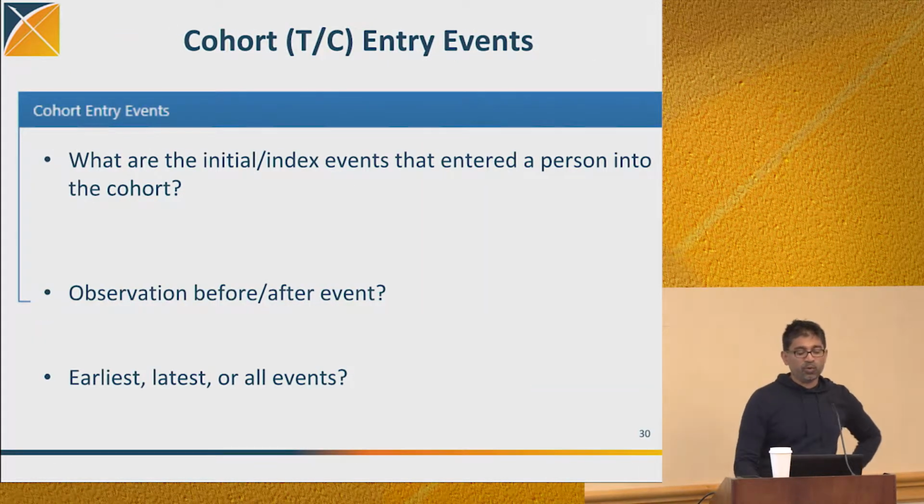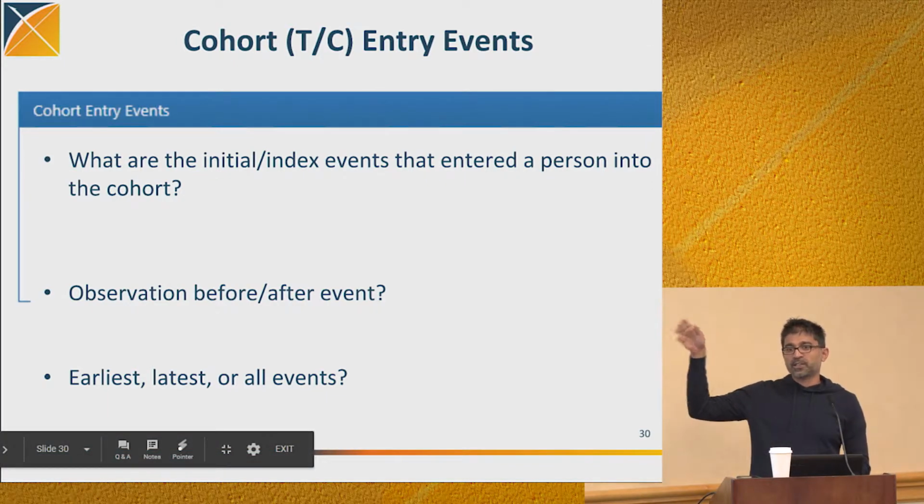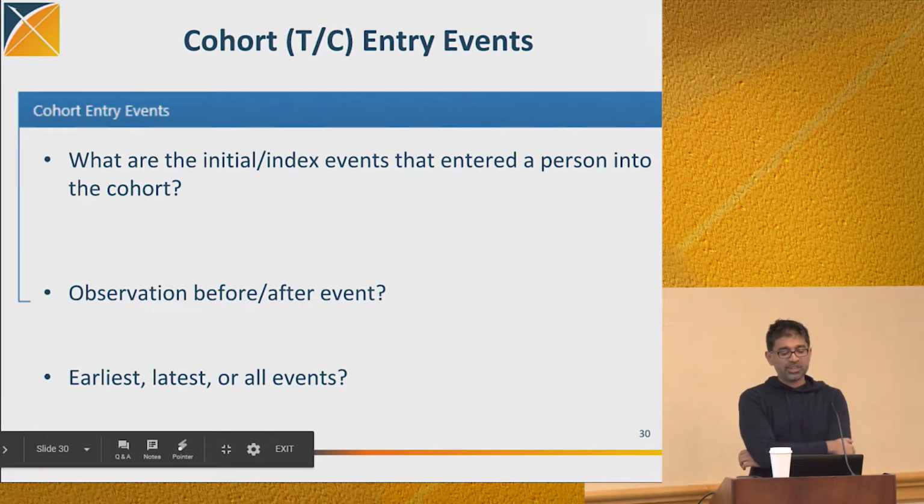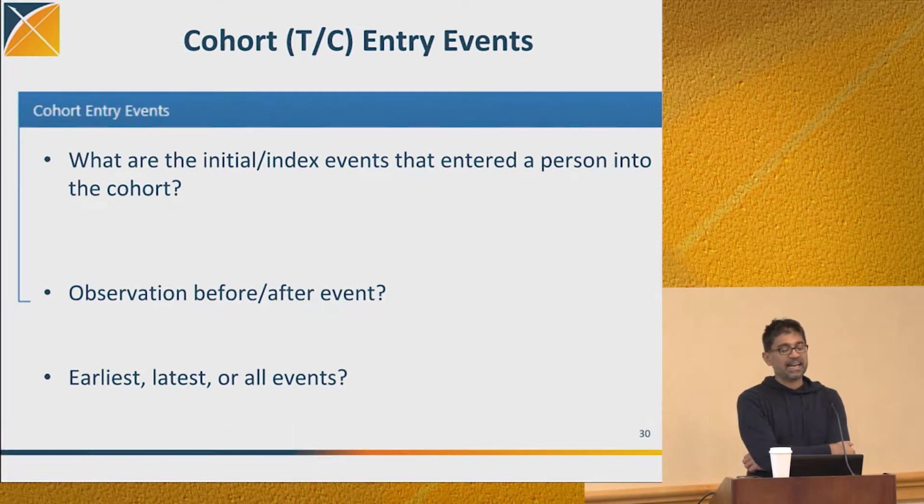Okay. All right. For those target cohorts, warfarin, and those comparator cohorts, dabigatran, rivaroxaban, apixaban, what are the initial index events that entered a person into the cohort?